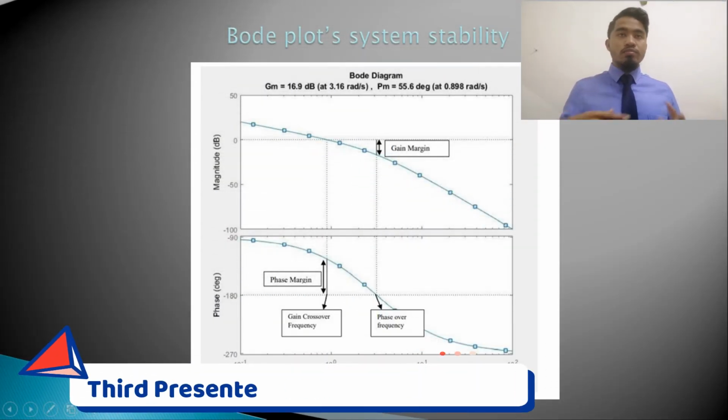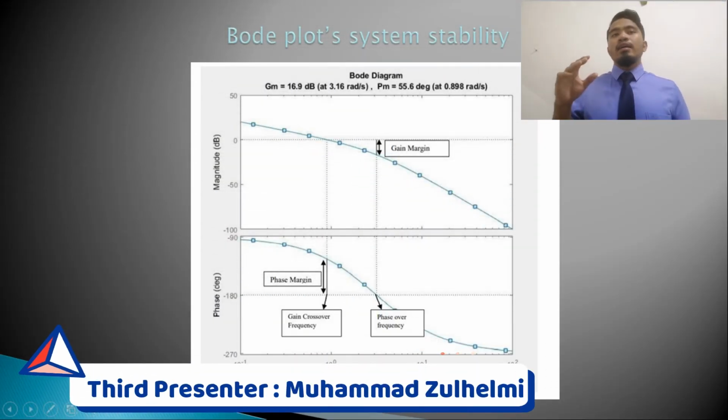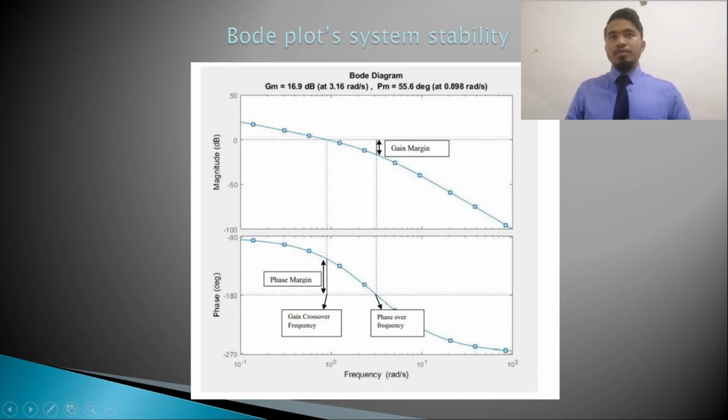So I continue with my turn. My name is Muhammad Zahimi bin Muhammad Radin, and my turn is to talk about Bode plot system stability. From the Bode diagram that we get, for the magnitude in dB we can get the gain margin, and for the phase in degrees we can get the phase margin.